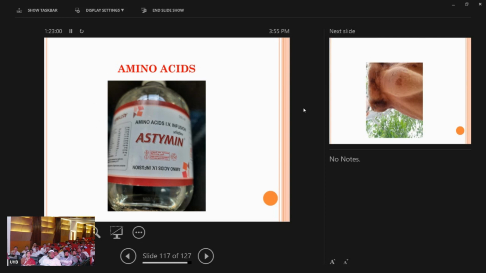You would have heard about this one. This is available here: amino acids. This is amino acid nutrition. Otherwise, you can use the human preparation. Amino acids are available. Suppose you are getting a dog or a buffalo with hypoproteinemia, this type of amino acids are available that you can use.